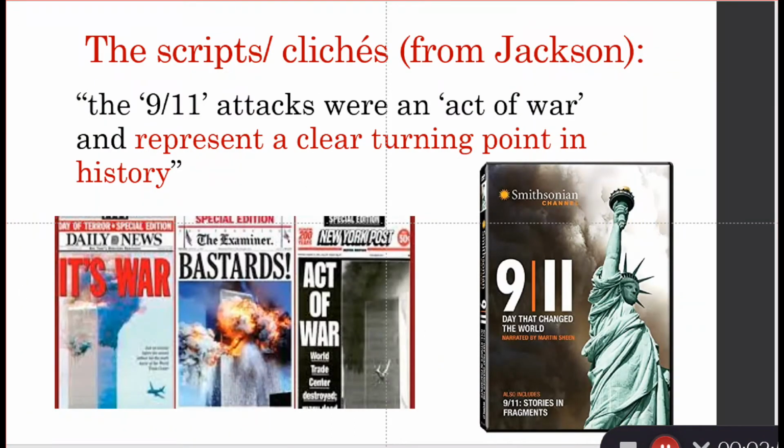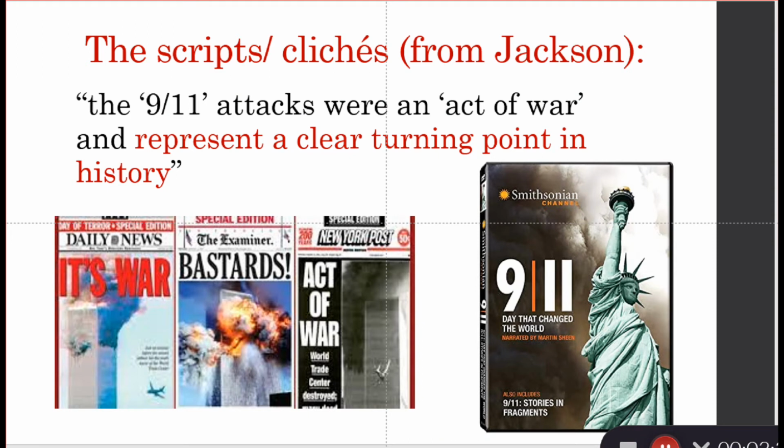Okay, so one of the chapters that I assigned by Richard Jackson talks about scripts and cliches. Well, I don't think he uses the term cliches, but cliches, basically the same sort of thing as a script. Sometimes you might hear the word trope, right? And so basically he's saying that there are stereotypes or cliches in the discourse about terrorism.